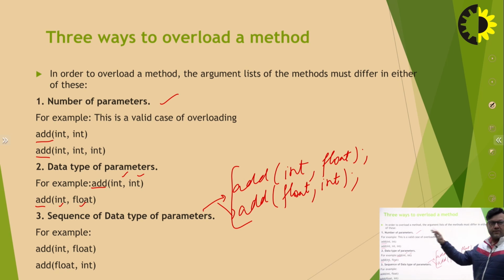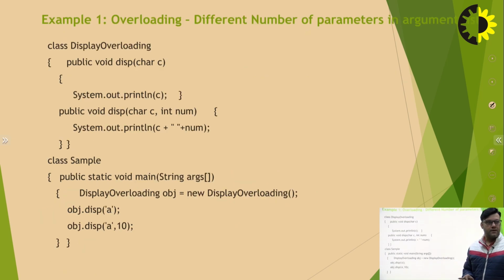So there are three ways on the basis of which we are going to overload a method, right? So what is overloading? Method overloading is simply when we use a similar name for the functions, the names of the functions or methods are the same, but their parameters are different. Okay. So there are three ways. Now, first of all, we can see with the help of an example where different parameters are used.